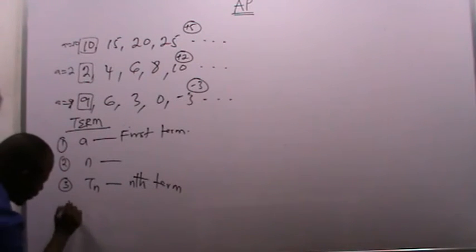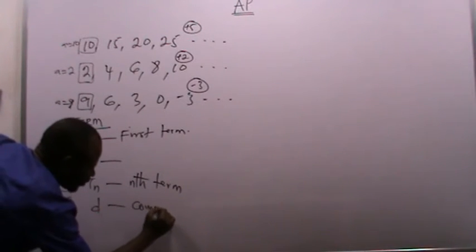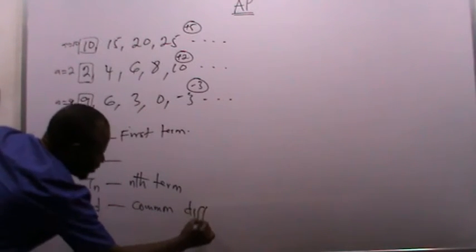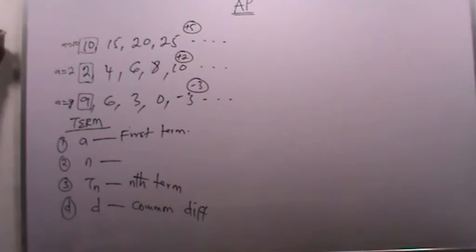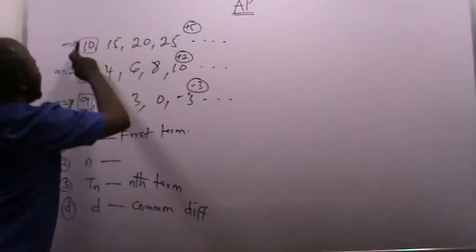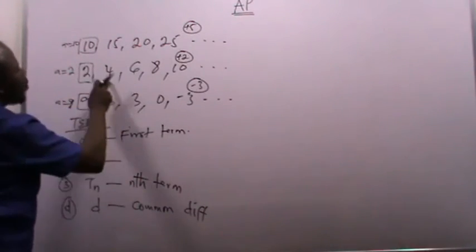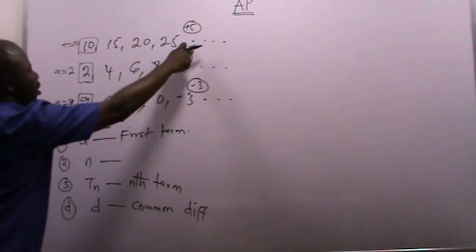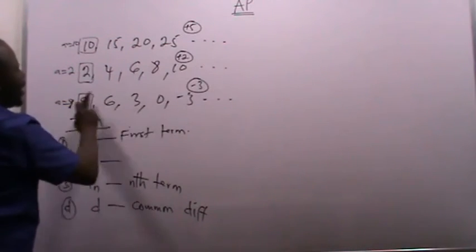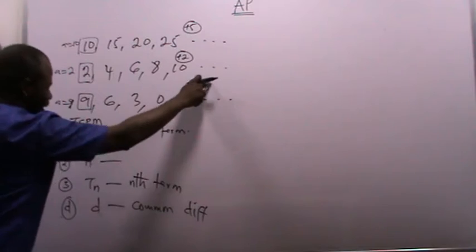Then number 4, it is called D, and we call it common difference. If you look at the example here, plus 5 is common, so the common difference is plus 5. In this one, plus 2 is common, so the common difference is plus 2. In this one, minus 3 is common, so the common difference is minus 3.